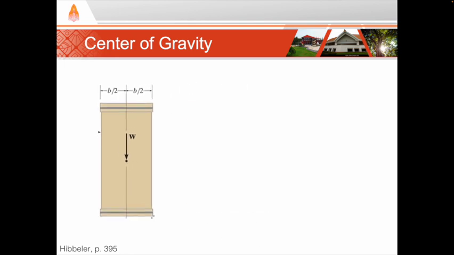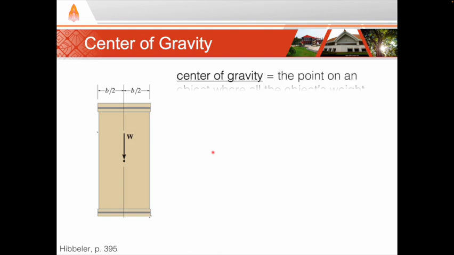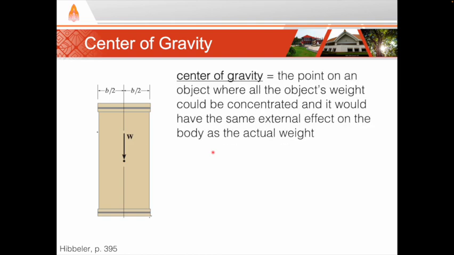The center of gravity is the point on an object where all of the object's weight could be concentrated and it would have the same external effect on the body as would the actual weight. We can denote the center of gravity using a dot with the letter G, or a circle with black and white quadrants like this one. The location of the center of gravity is notated with the coordinates x bar and y bar.